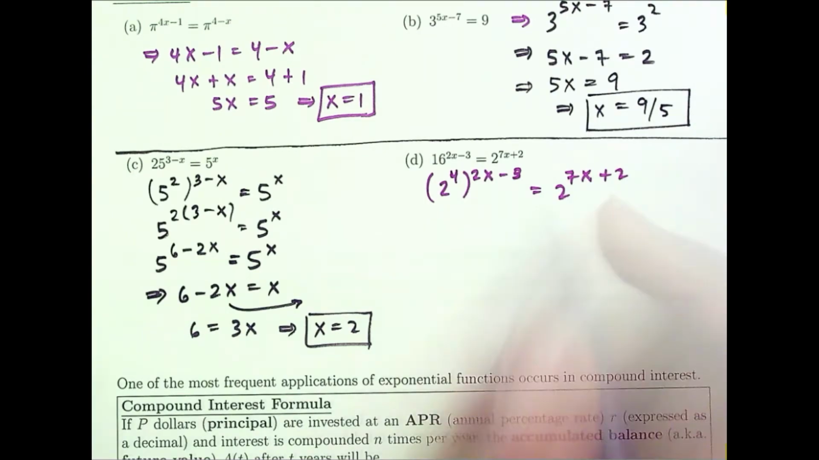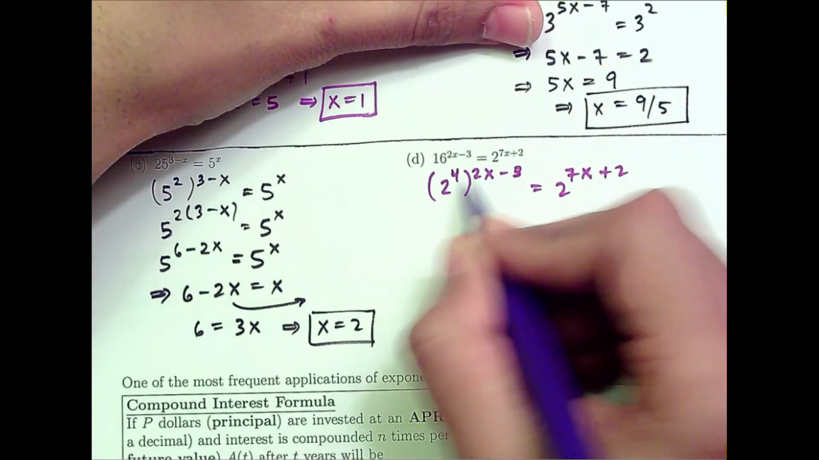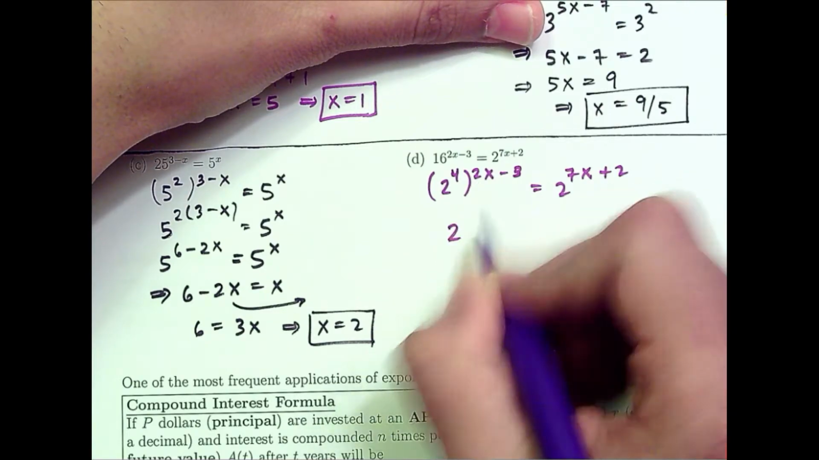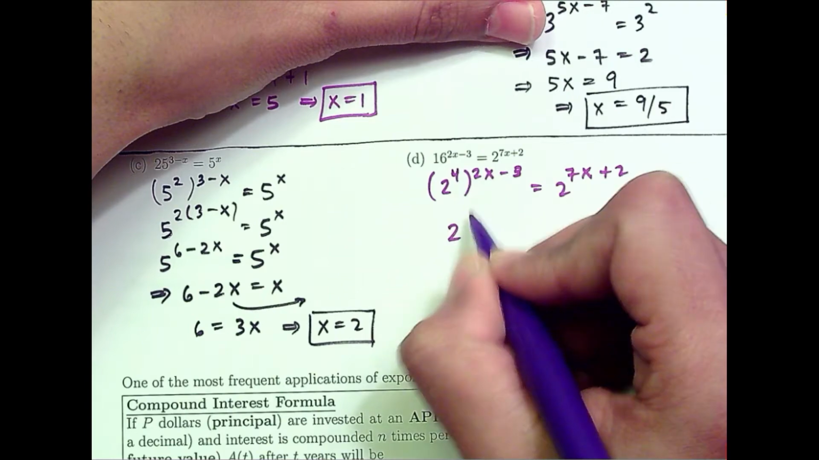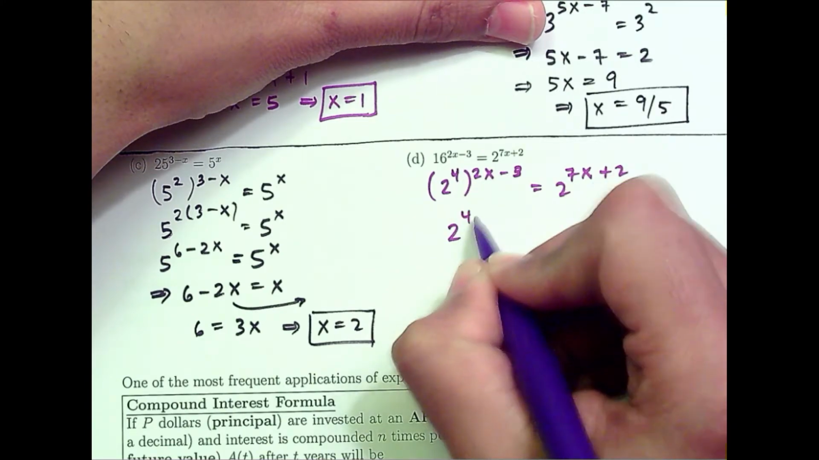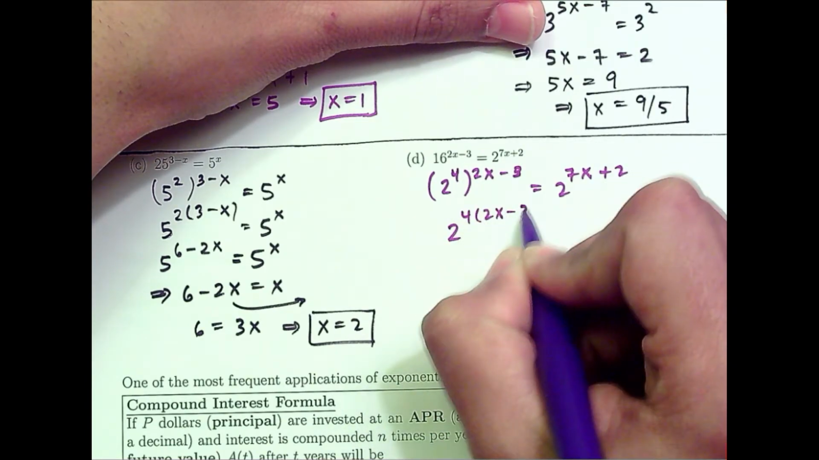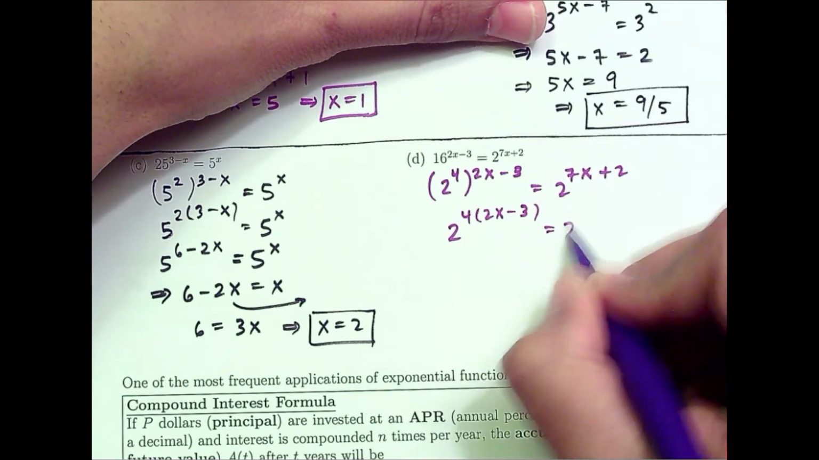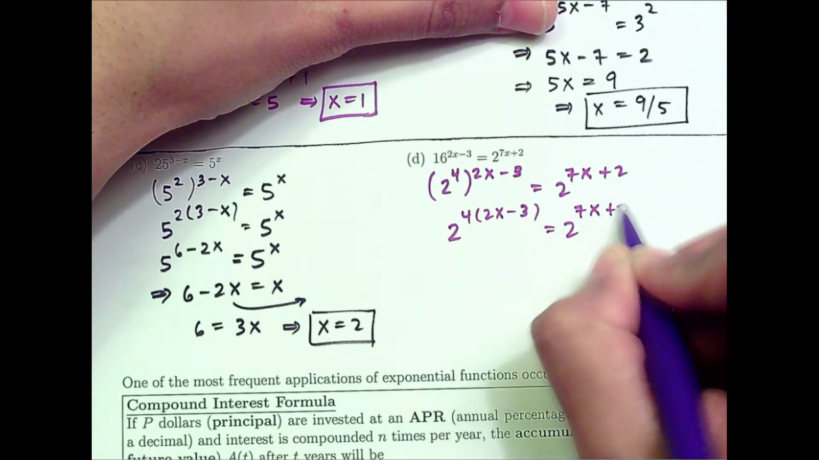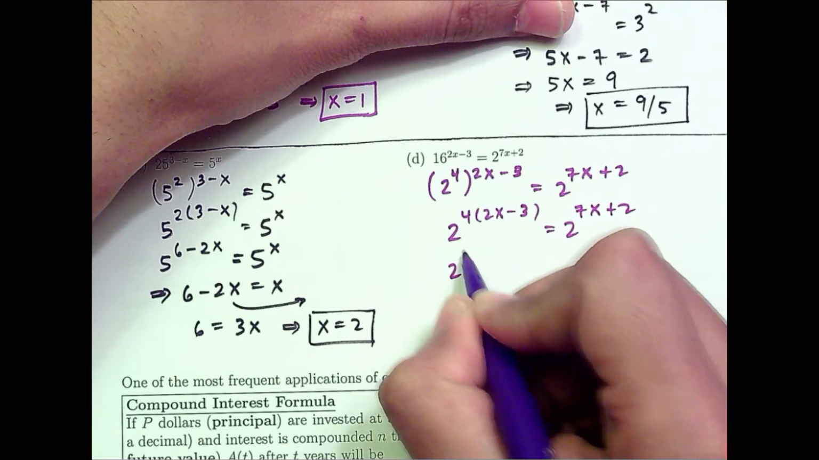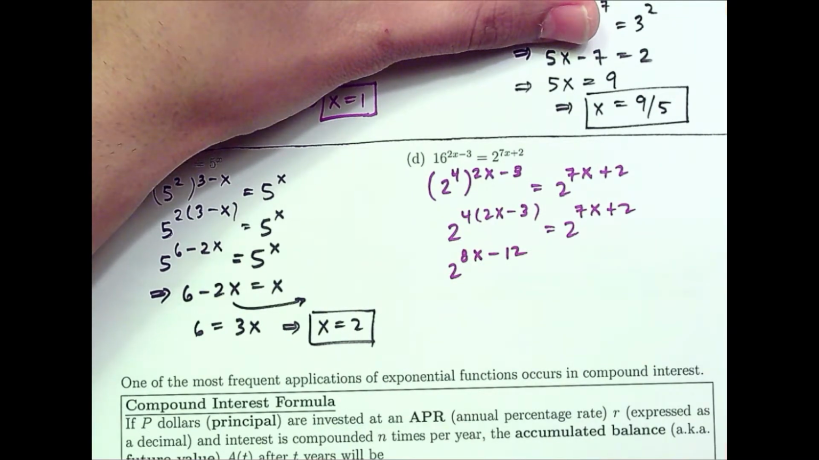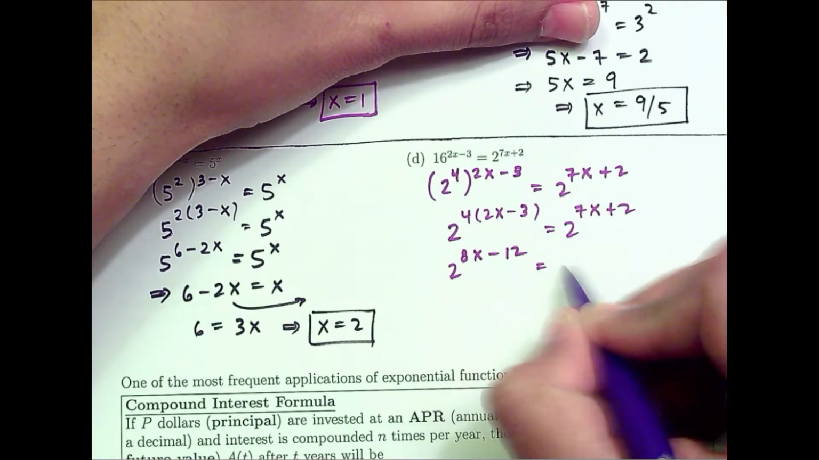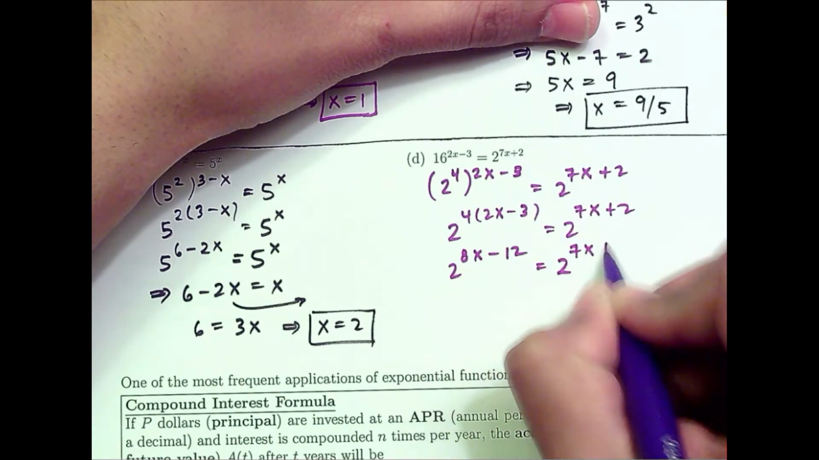And now multiply the exponents because these are back to back. This is going to be 2 to the 4 times 2x minus 3. You could have done it in one shot if you wanted to. So now this is 2 to the 8x minus 12 equals 2 to the 7x plus 2.